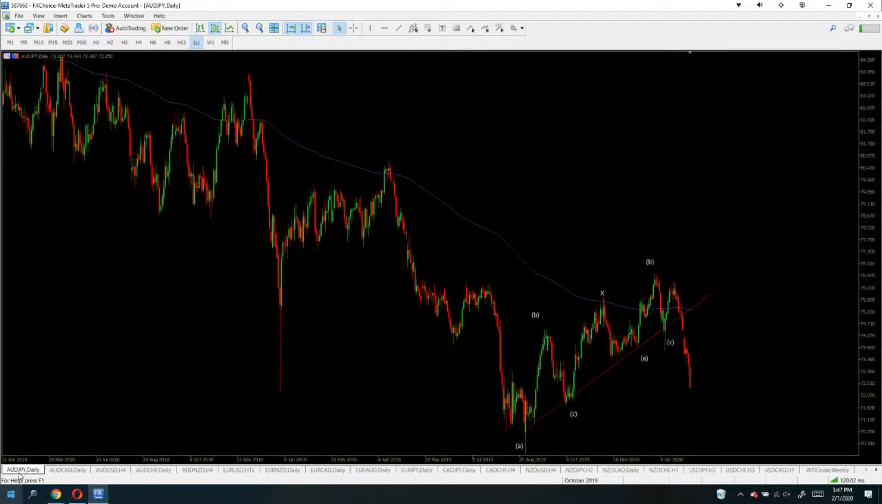And again, looking at these Aussie pairs, here's the Aussie yen. This is another one of these double zigzags. It looks just like the euro yen, Canadian yen, Kiwi yen. I think they all have a very similar pattern.